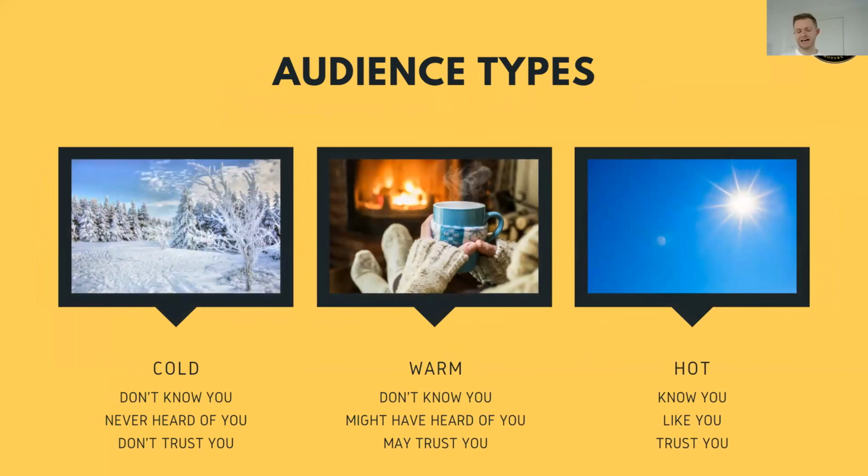So after that, this is what I wanted to talk to you guys about, are the 3 different types of audiences. So you have cold audiences, warm audiences, and hot audiences. Now, cold, these are people that don't know you, never heard of you, they don't trust you. Warm, they don't really know you, but they may have heard about you before, and they might have some little amount of trust. And then lastly, a hot audience, they know you, they like you, and they trust you, they're ready to go right away.